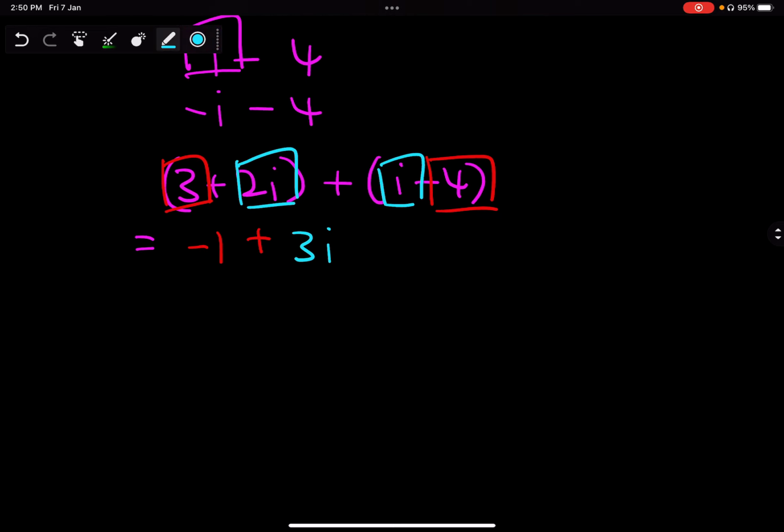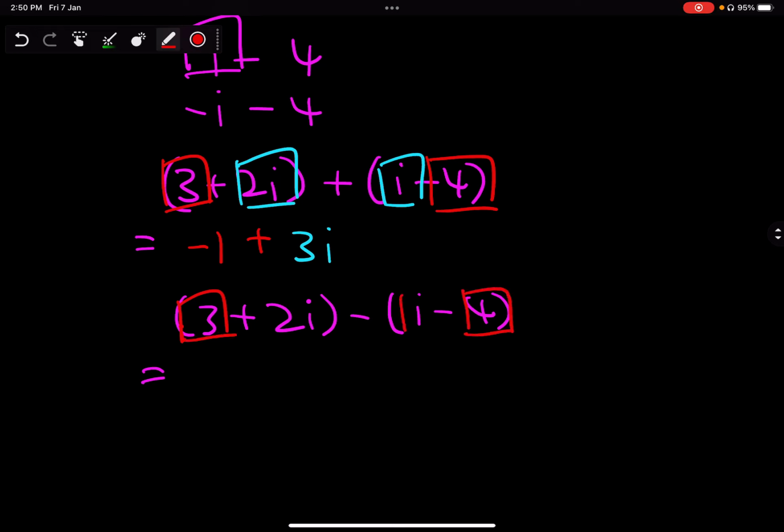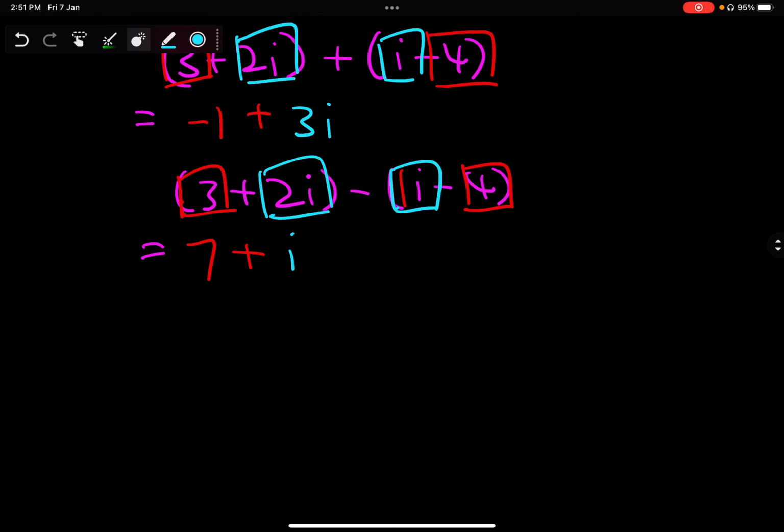And subtraction is mostly the same. So if we take the same equations, so 3 plus 2i minus i minus 4. So again, you take the real parts. So this time is 3 plus 4, so it's 7. And you look at the imaginary parts, which is 2i minus i. That gives 1i. So the solution will be 7 plus i.